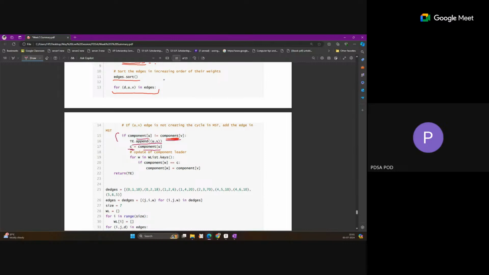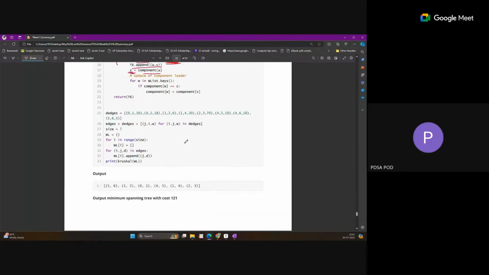We will find out the component of u, and then we will update the component for each vertex in that w list. So we will traverse all the keys and check if the component of w equals c, and then we will update it to the new component value. In this way, you can implement the Kruskal algorithm, and you will get the tree edges as the final answer. So you can return this TE, which represents the tree edges.